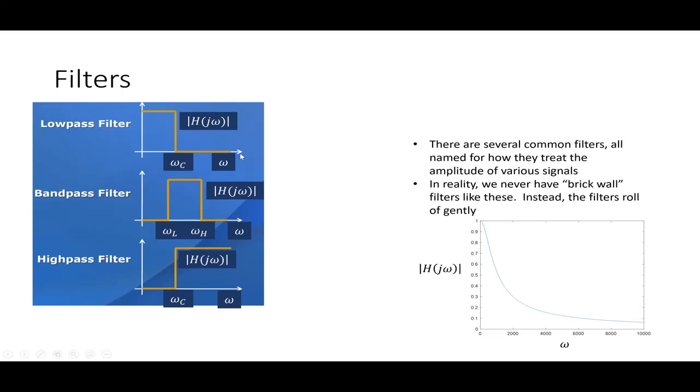What we said the other day is that in general that's not possible. We never really have these brick wall filters. Instead, they roll off gently. In this particular case, you're looking at a true low-pass filter, where its magnitude is 1 at low frequencies, meaning its output and its input look the same. As the frequency gets higher and higher, it goes towards 0 but doesn't quite ever get there. We still call it low pass because it's attenuating these high frequency signals and passing the low frequency signals.